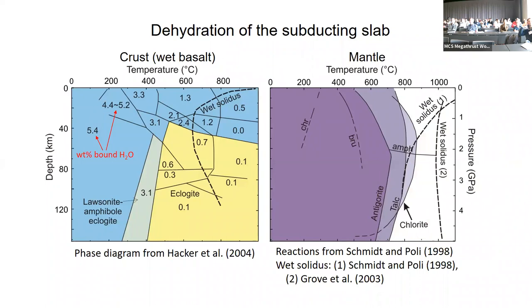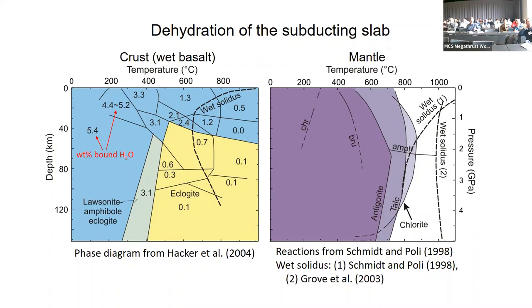The reason is because slabs go through different PT conditions, and they go through different metamorphic petrology. I learned all these things from Simon Peacock. If something I said is wrong, blame him. Yeah. And on this side, this is the subducting crust.